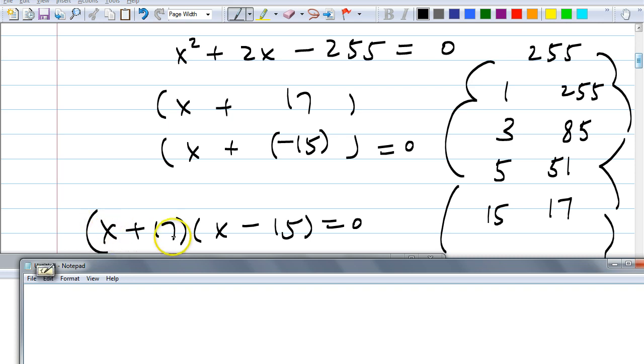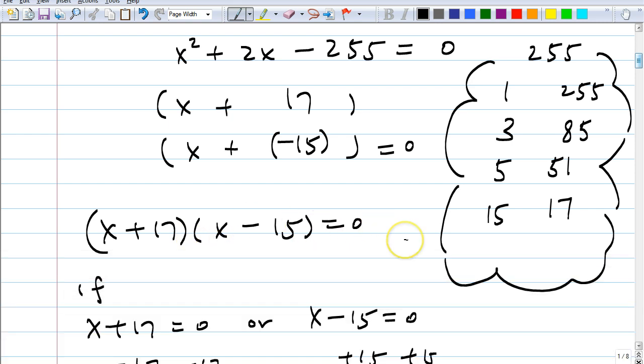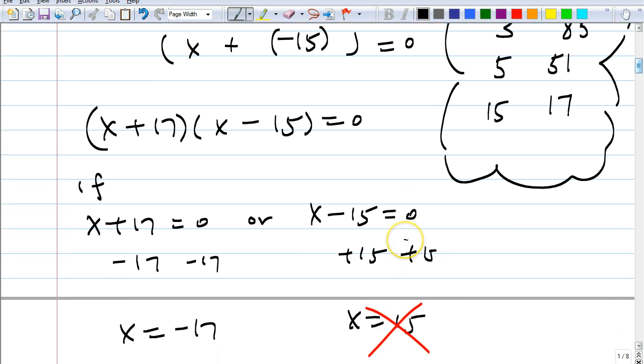When x plus 17 equals to what? 0, or x minus 15 equals to 0. So, of course, you know how to solve those, can't you? So we get two solutions, and I put a big X on positive 15.